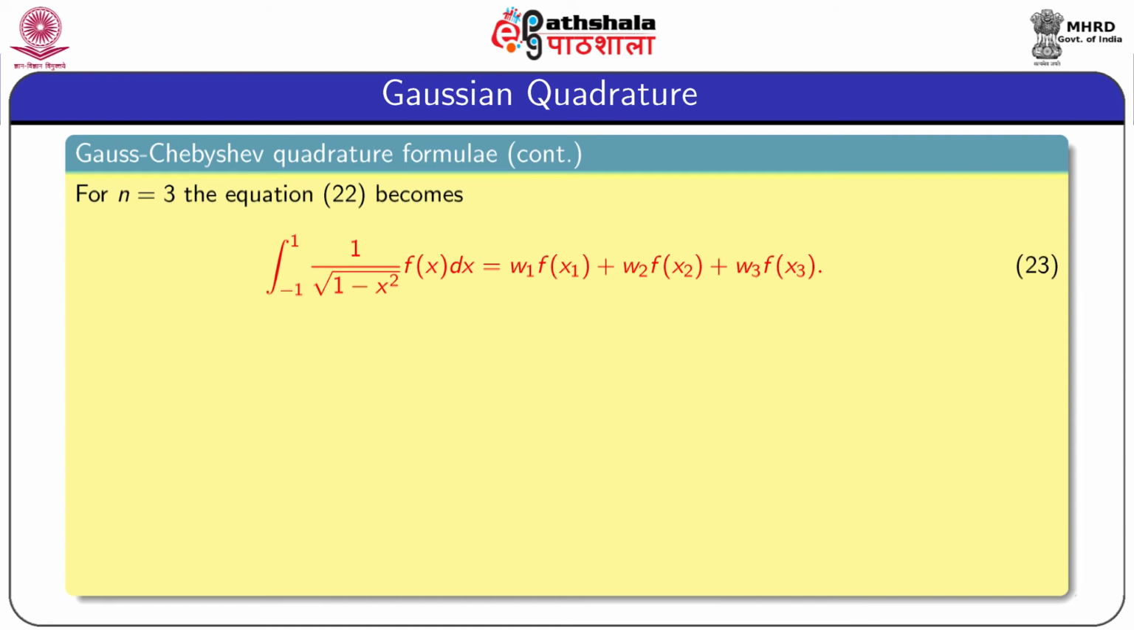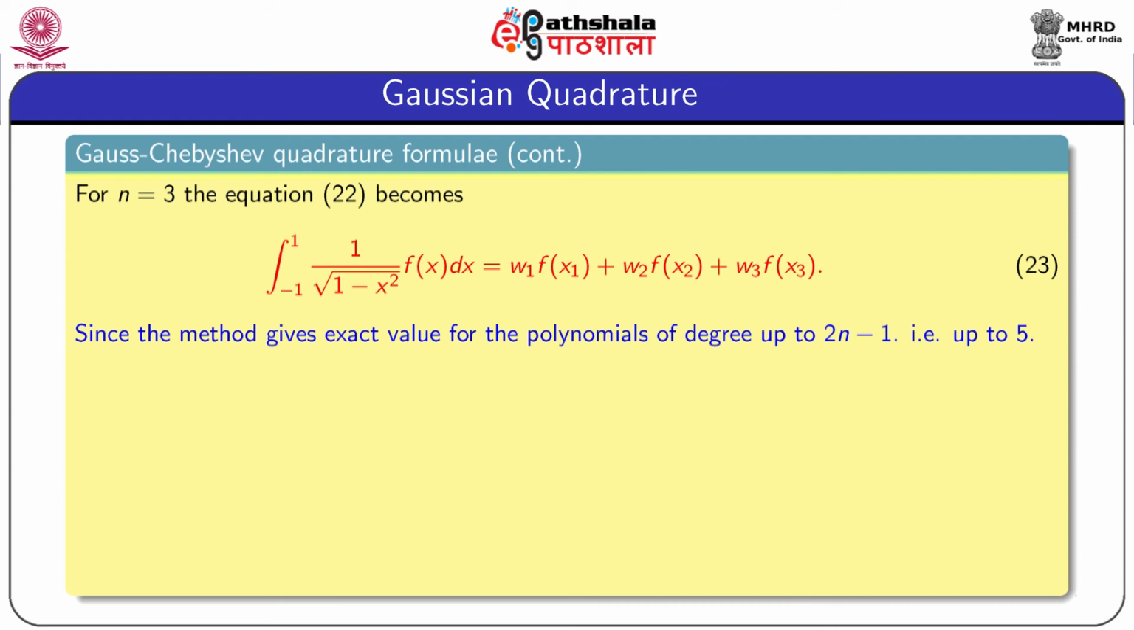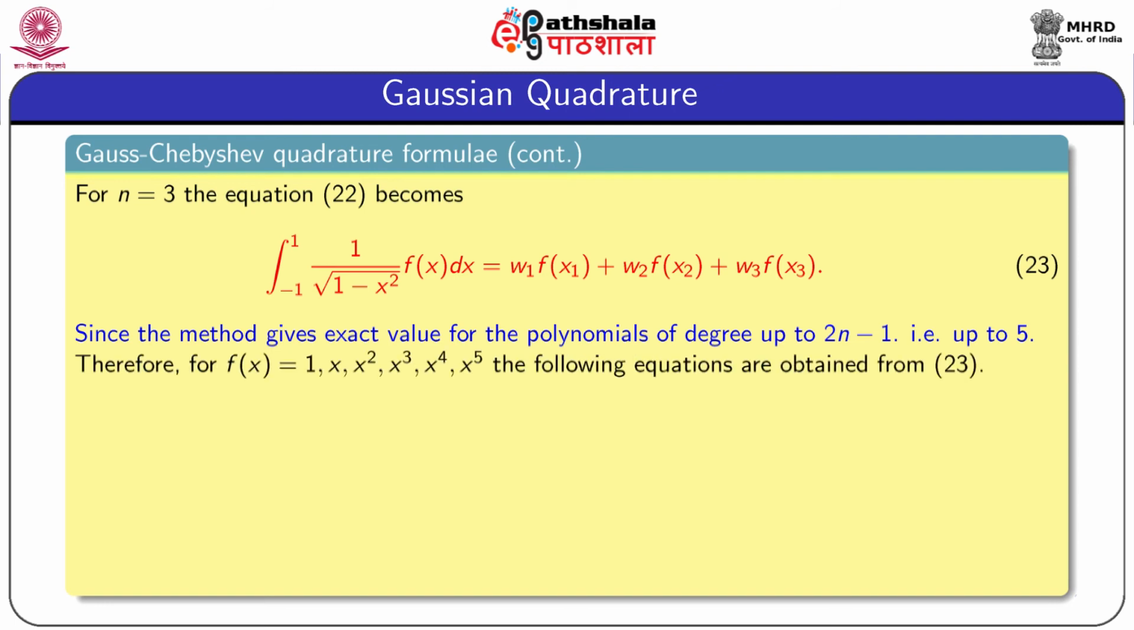Now consider a particular case when n equal to 3. So for n equal to 3, equation 22 becomes the integral from minus 1 to 1 of f of x dx by root over 1 minus x squared, where 1 by root over 1 minus x squared is the weight function, equal to w1 into f of x1 plus w2 into f of x2 plus w3 into f of x3. Now we have to determine the values of w1, w2, w3 and x1 to x3. Since this method gives exact values for polynomials of degree up to 2n minus 1, that is up to 5, therefore, for f of x equal to 1, x, x squared, x cubed, x4, x to the power 5, it gives the exact answer obtained from equation 23.